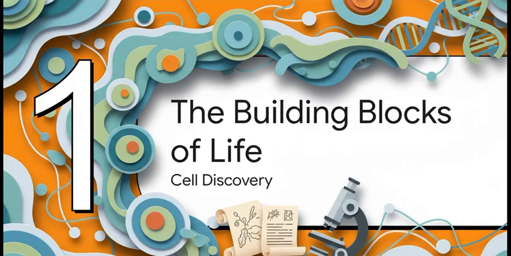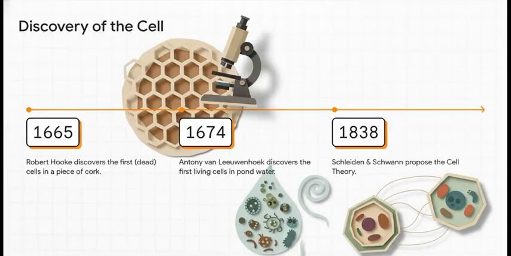So it's one thing to know about them now, but how in the world did we even figure this stuff out? To understand that, we got to look back at where it all started. You know, this wasn't an overnight discovery. It took a long time. It starts back in 1665 with a guy named Robert Hooke. He looks at a thin slice of cork under a microscope and sees these little empty boxes, which he calls cells.